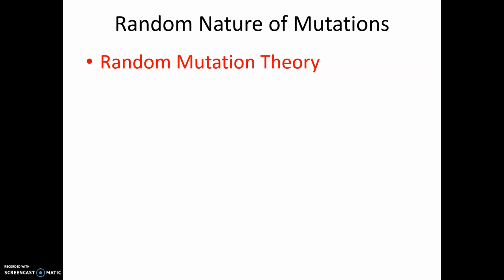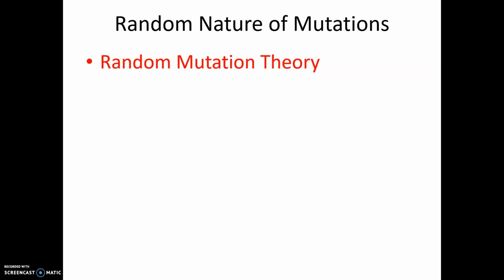We have this idea of the random nature of mutations. So they did some research. They proposed this random mutation theory. All it's saying is mutations are random. Okay? Mutations appear very randomly. Well, like theories, after we get more and more sophisticated with our experiments, we can do different things, we can alter these.